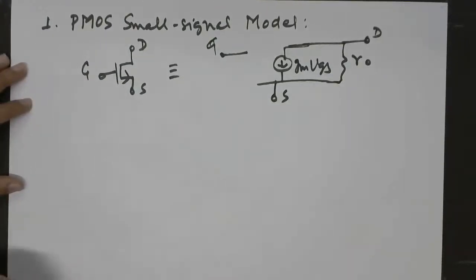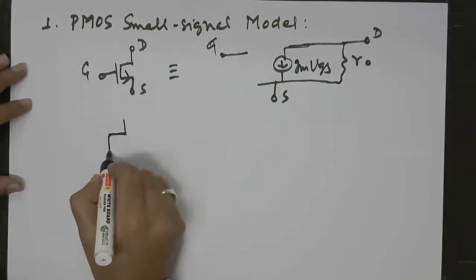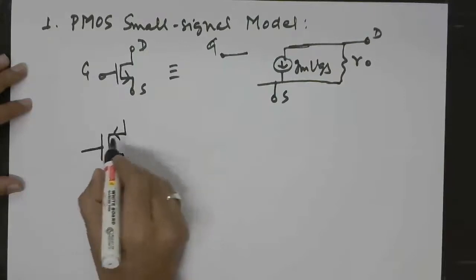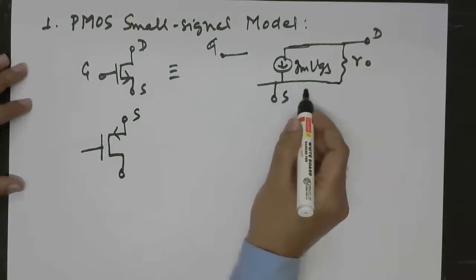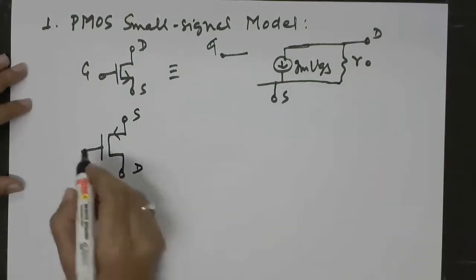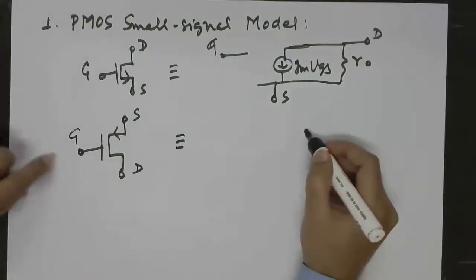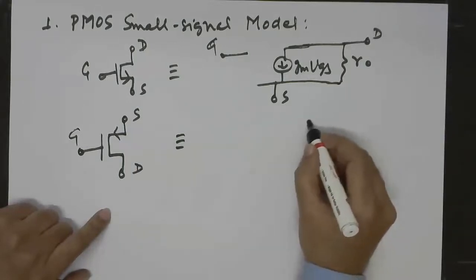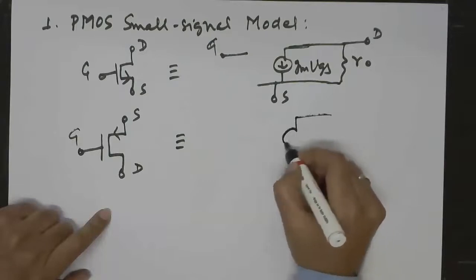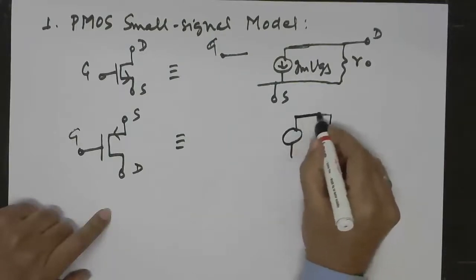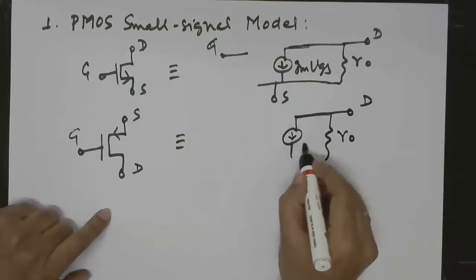So if you carry out the analysis or the Taylor series expansion for the PMOS, then fortunately for PMOS also, the model turns out to be exactly same as that we have derived for the NMOS. That means here you can have exactly the same thing. So we will not carry out this derivation, the detail of how this comes.